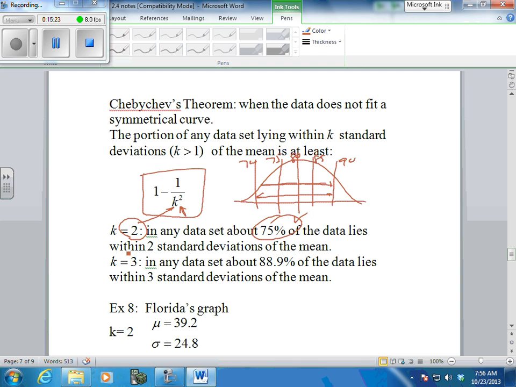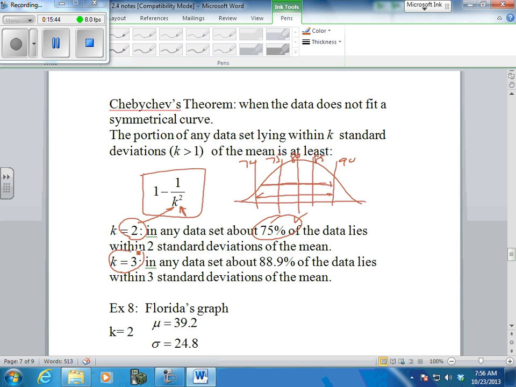And he can only do 2 and 3 because if you put a 1 in here, 1 squared is 1. This will give me 1 minus 1. I get 0. I get nothing. So he can't go that low. Chebyshev can only do a 2 or 3 standard deviation.